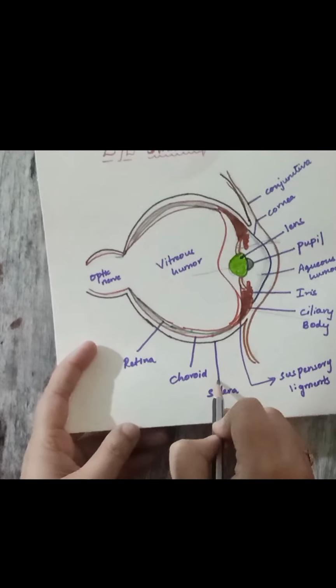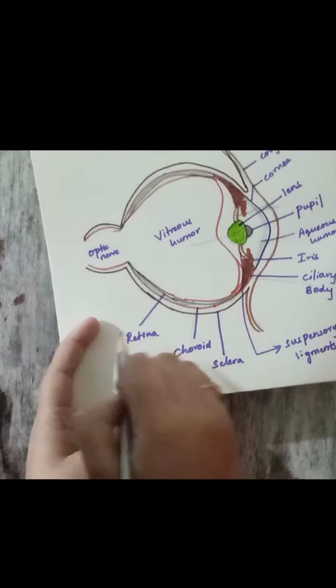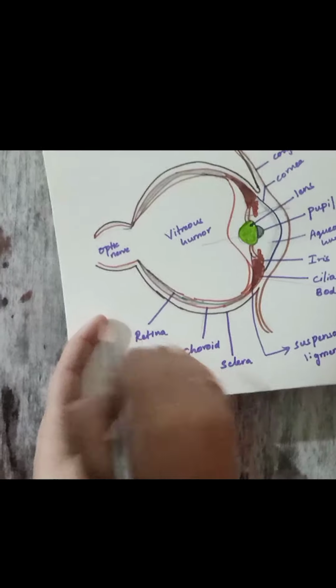Okay. Now this is the outer layer. This is sclera, and the middle layer is called choroid. This innermost layer is retina.